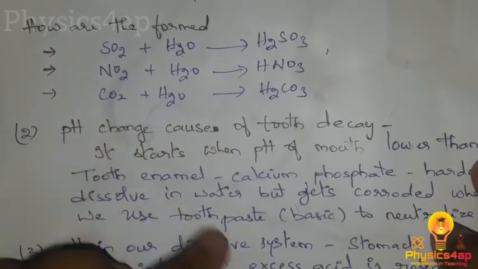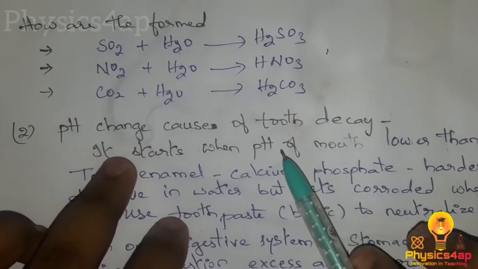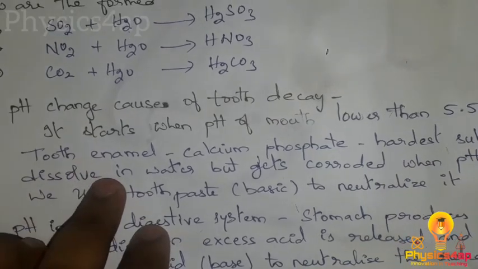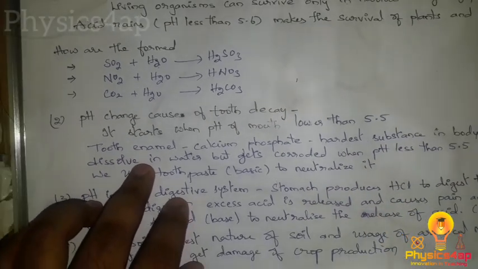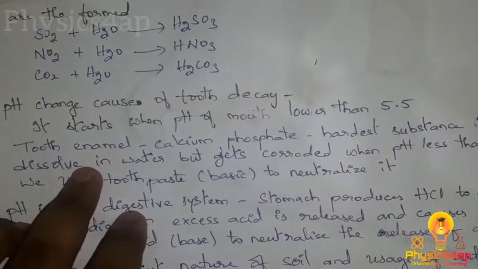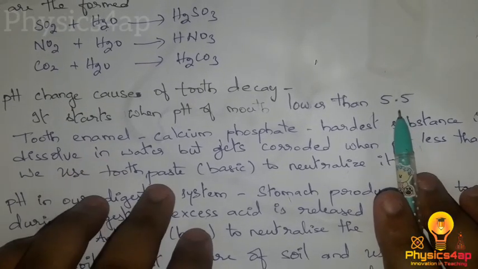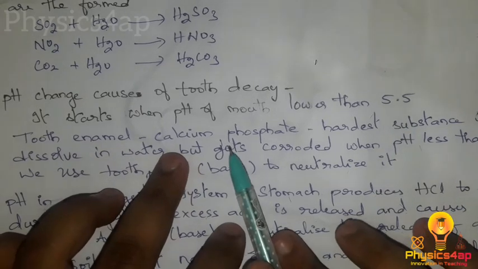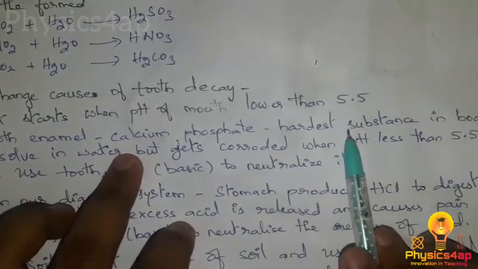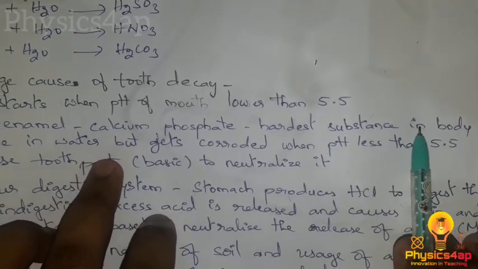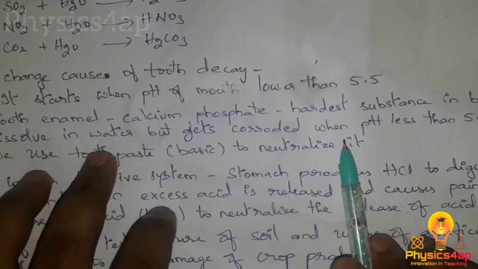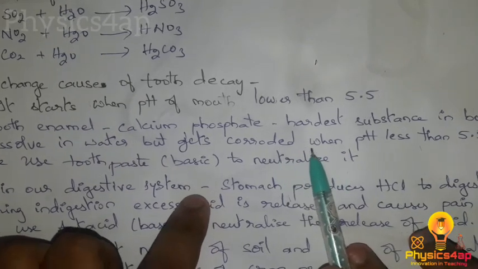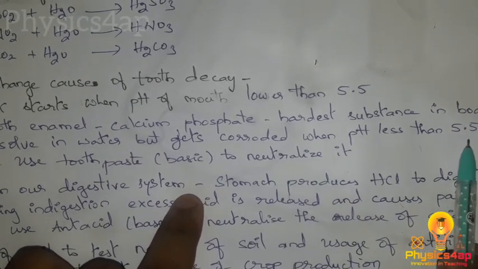And coming to the second point, pH causes tooth decay. Our mouth gets tooth decay when it has a lower pH value of 5.5. In our teeth we have tooth enamel, which is made up of calcium phosphate, and this is the hardest substance in our body. It doesn't react with water, that means it doesn't dissolve in water, but it can be corroded when the pH value is less than 5.5.